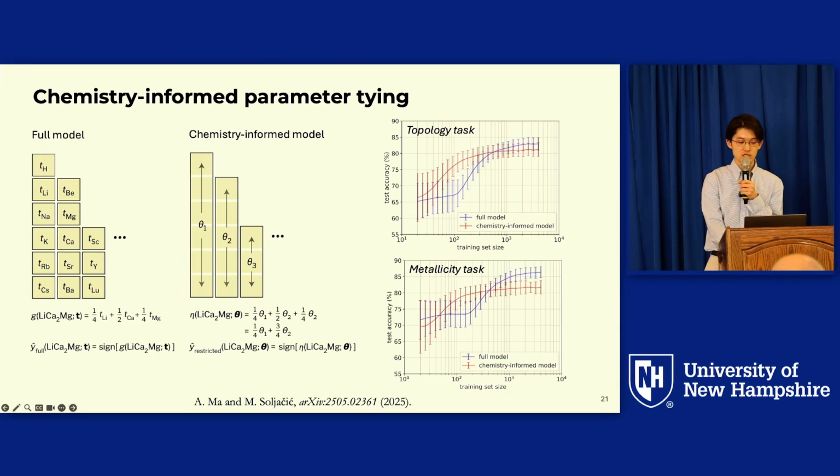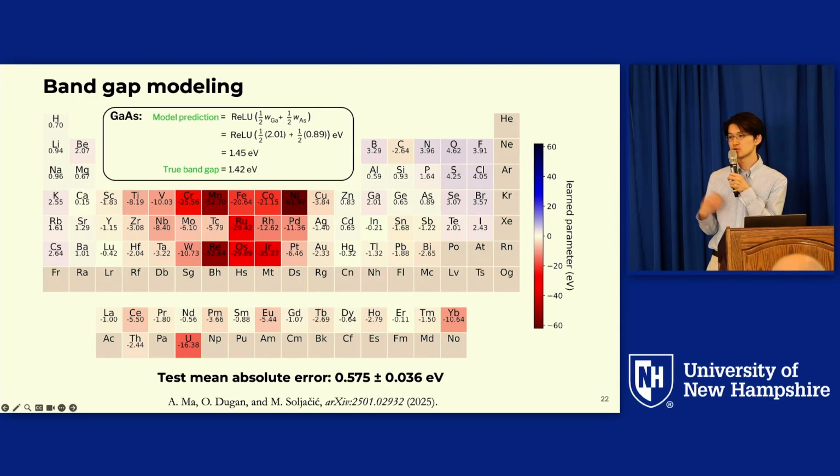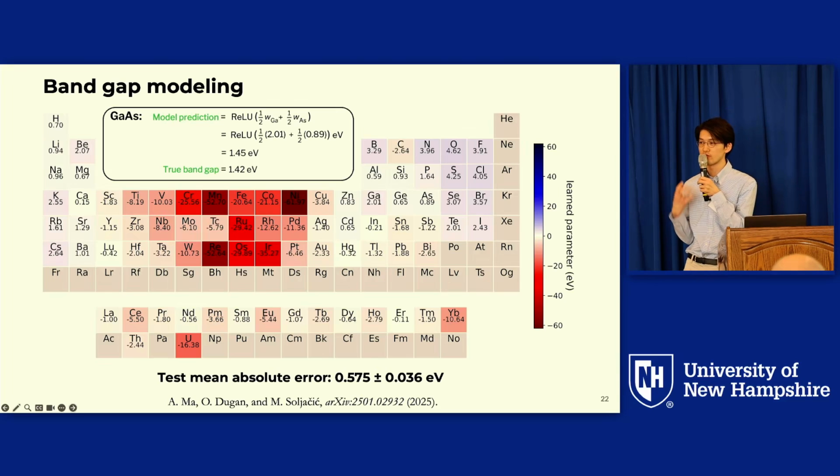And the other extension I want to discuss is bandgap modeling. Here we again use the same idea of one parameter for each element and calculate their weighted average. But now it's not binary classification. So rather than looking at the sign of this weighted average, we instead pass it through a ReLU. And this work was also posted on arXiv earlier this year.